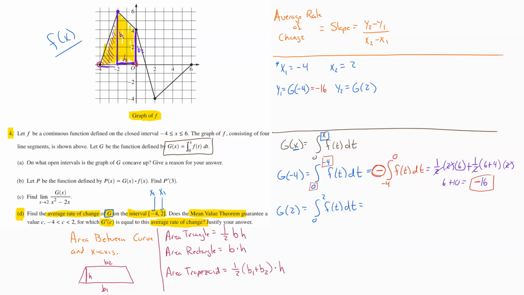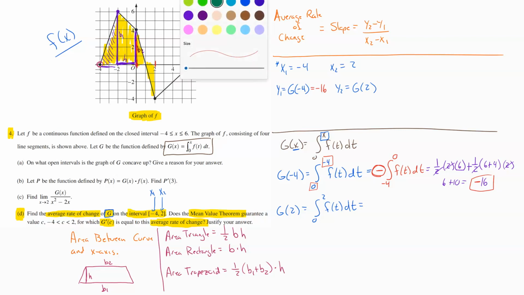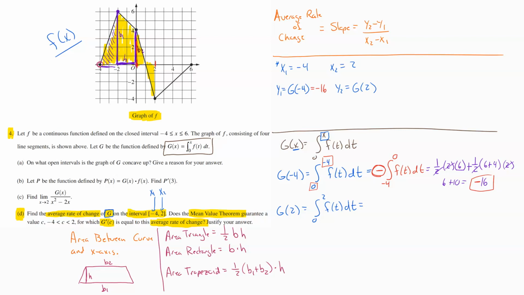Now when we come to do g of 2, it's going to be this triangle right here and then this triangle right there. That's going to be the area between 0 and 2. If you've seen my other videos, then you know those two triangles are the same size and they're just going to cancel each other out. But if you haven't, we'll go through it just to make sure you're not left in the dark.